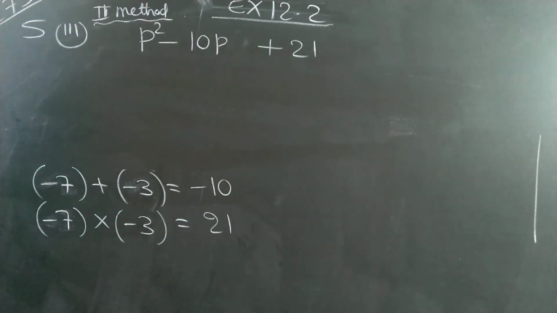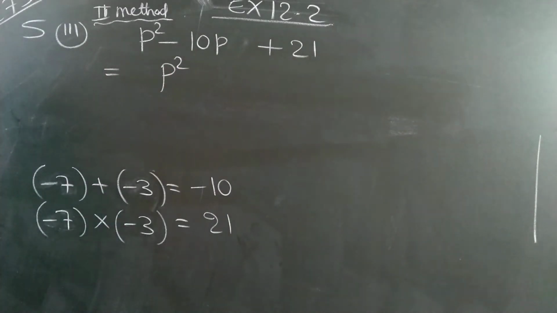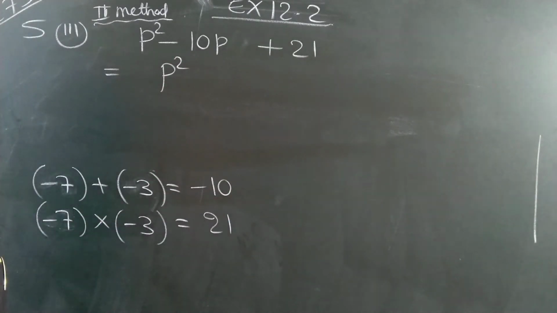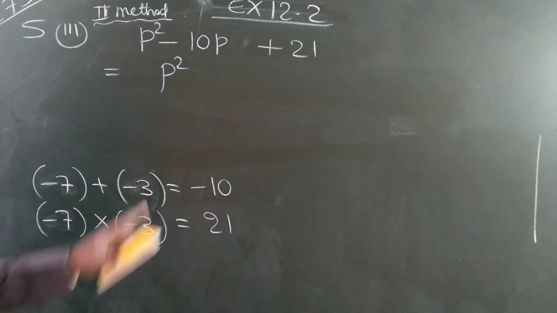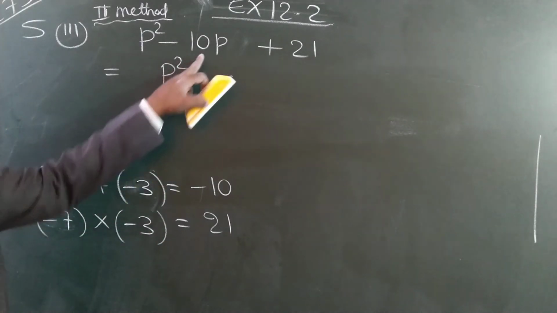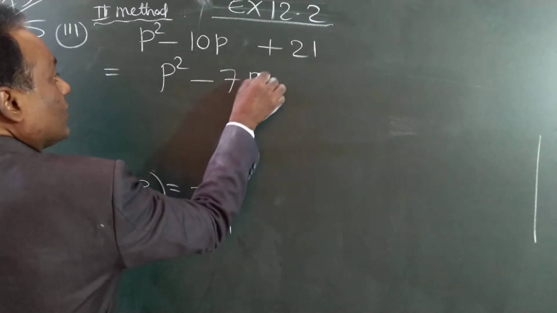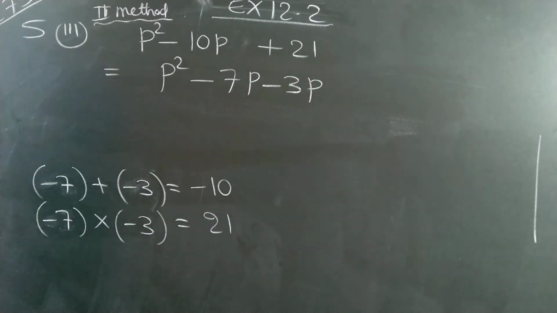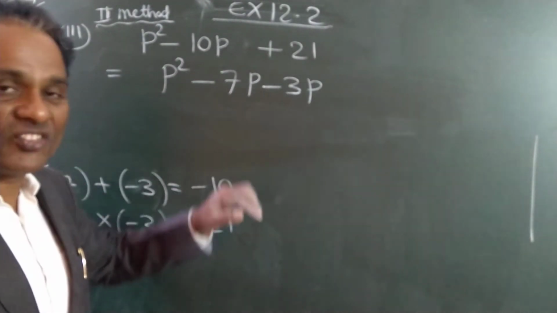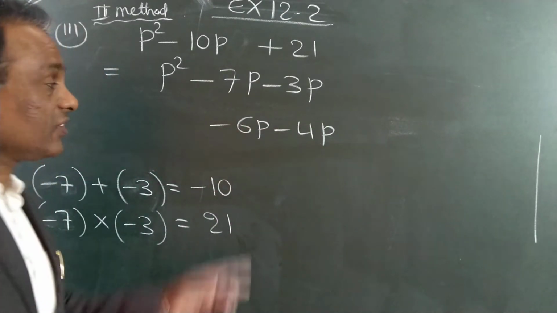See here. Tell two numbers whose sum is minus 10. Sum is minus 10. Same. 7 and 3. Minus 7 minus 3 is minus 10. So minus 10p is written as, see here, don't write minus 7p minus 3p. Minus 7p minus 3p is minus 10p. We can write minus 8 minus 2 also. We can write minus 6p minus 4p also. Minus 6p minus 4p is minus 10p.